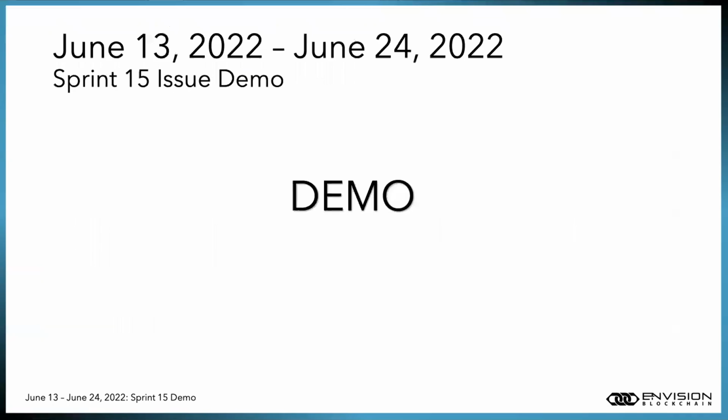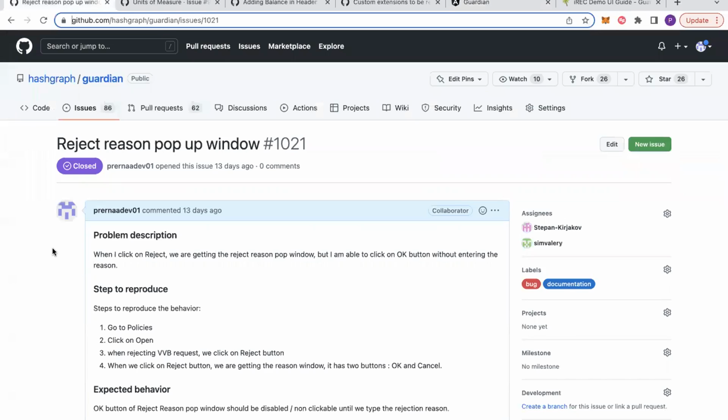Now let's look at the Sprint 15 demo. The first ticket we'll be looking over is 1021, which is the reject reason pop-up window. When I click on reject, we are getting the reject reason pop-up window, but I'm able to click on the OK button without entering the reason.